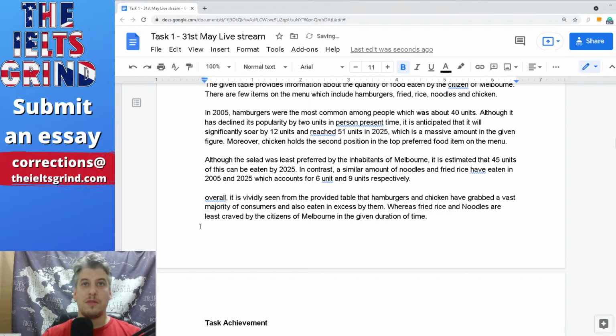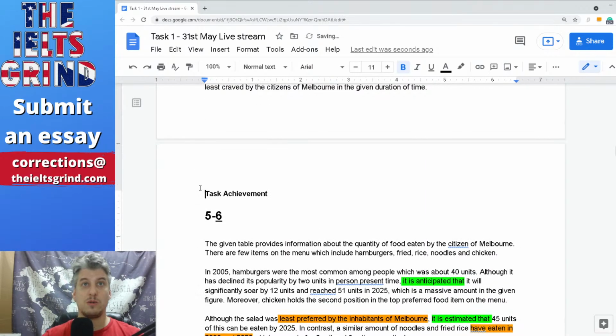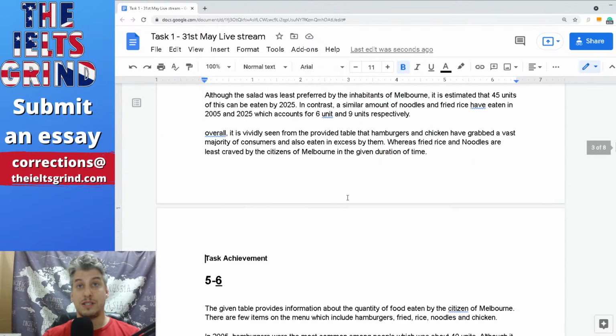So there are 4 different marking criteria for IELTS Task 1. The first one, task achievement. This is how well did you answer the task? How well did you do everything you were asked to do? And the clue here is the information here. Summarize the information by selecting and reporting the main features and make comparisons where relevant. You should write at least 150 words. You've got to do all of those things in order to meet the criteria for task achievement, as well as other things.